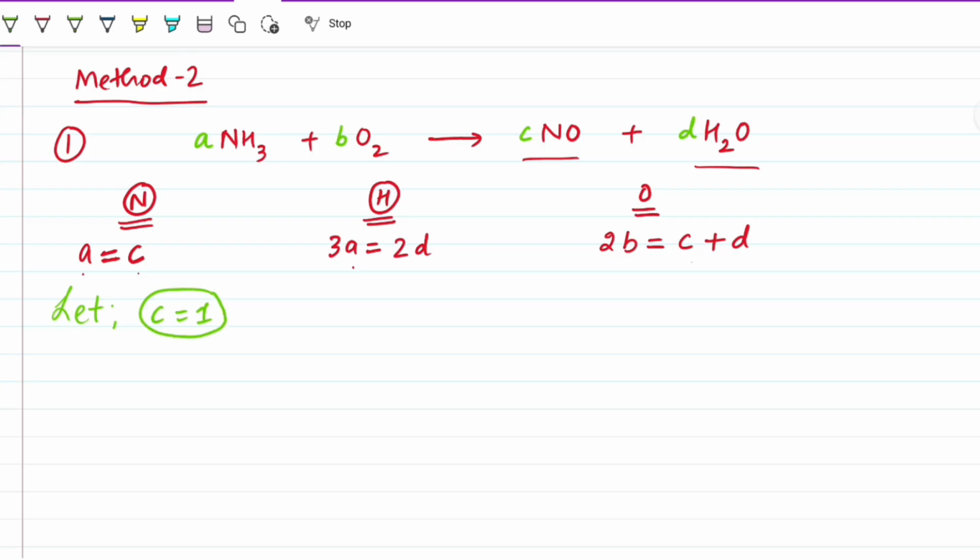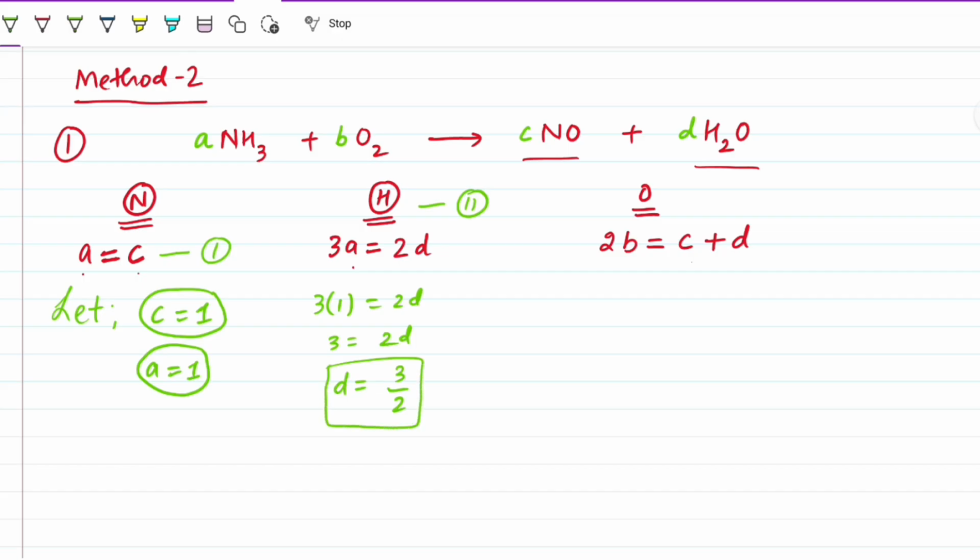The moment I assume C equals 1, from the first equation, since A and C are equal, A will also be equal to 1. Is it clear? If A is 1, put this value in the equation of hydrogen: 3 into 1 is equal to 2D. That means 3 is equal to 2D, so D will be 3 by 2. Now I have the values of A, C and D.